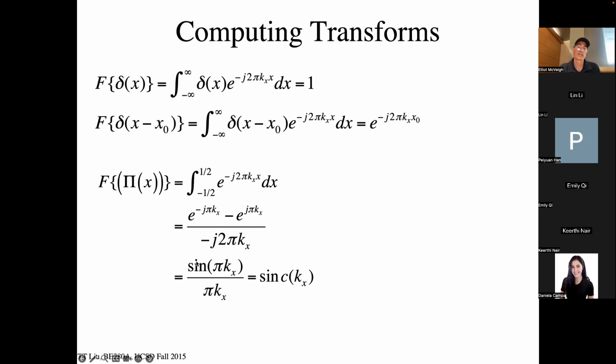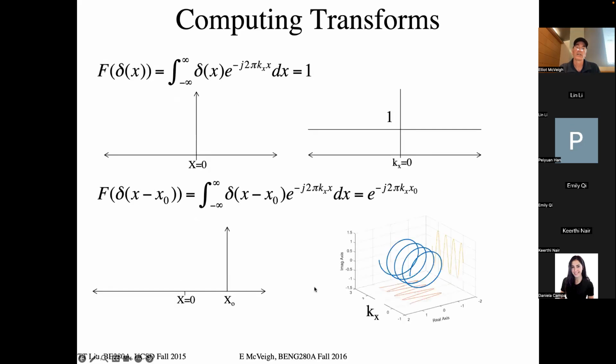And so it's our sinc function. It oscillates like a sine wave. It decays like 1 over x or 1 over kx. And we call that a sinc function. So here's our, in audio, our pop, and it has all these frequencies in it. In space, it's our delta function.